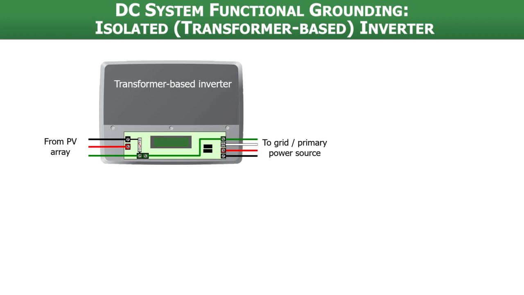Now we're going to take a look at an isolated inverter type system, where we have a transformer based inverter. Same thing, DC on the left side from the PV array, AC on the right side to the grid or the primary power source. This is going to look a little different from our last inverter configuration.